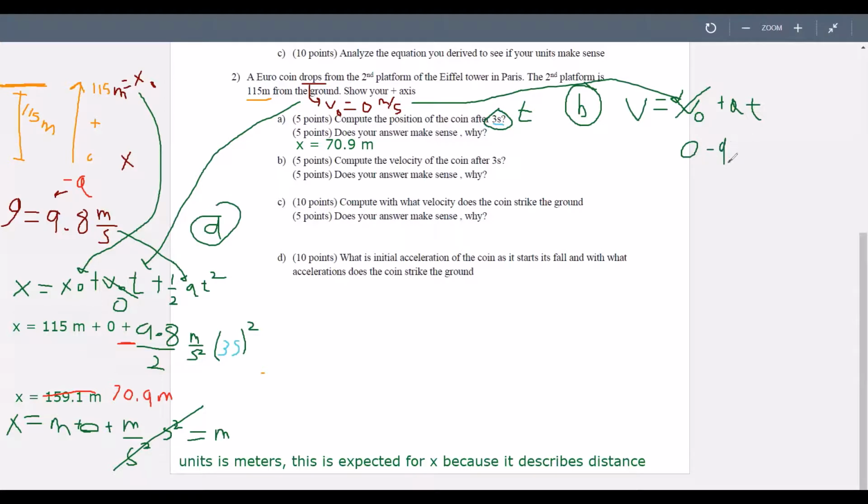So then this one's just going to be plugging it into 9.8 meters per second squared. And then you're going to plug in T, which is going to be the 3 seconds.